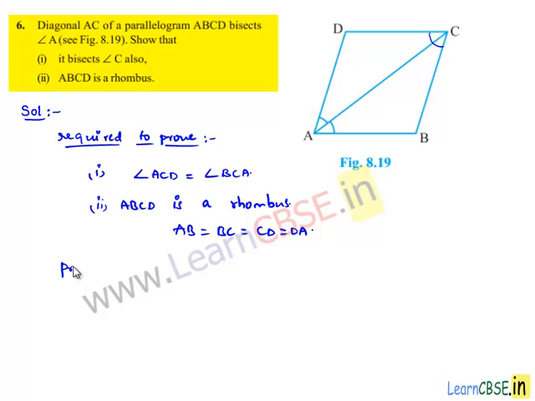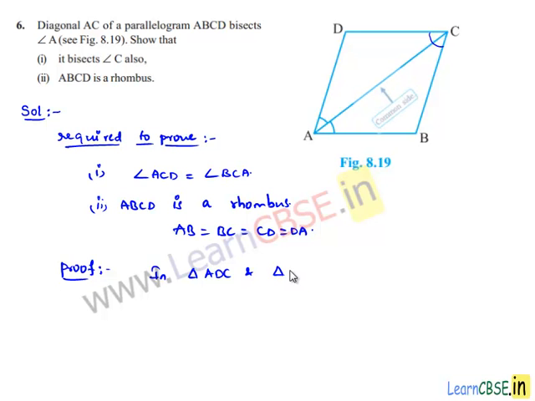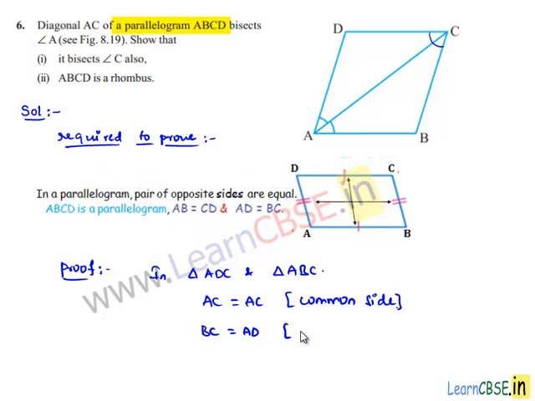So let us move on to the proof. In order to prove this, let us consider two triangles, that is triangle ADC and triangle ABC. In both triangles, AC is equal to AC since it is a common side. BC is equal to AD as in the parallelogram opposite sides are parallel and equal.